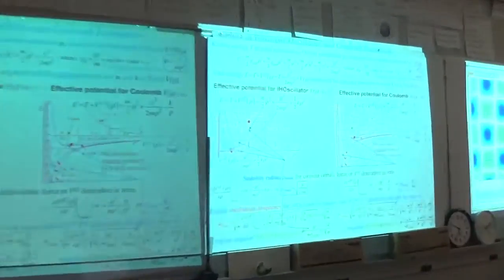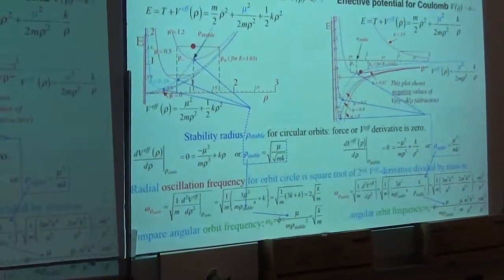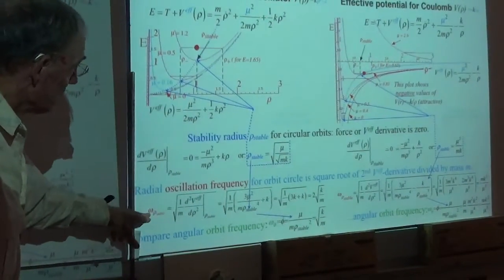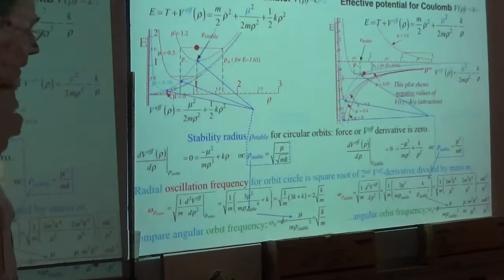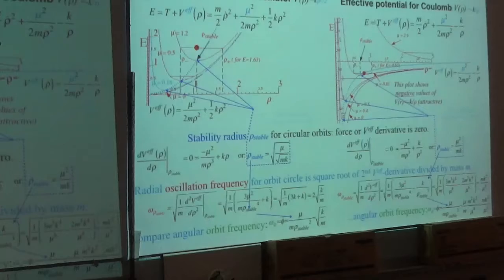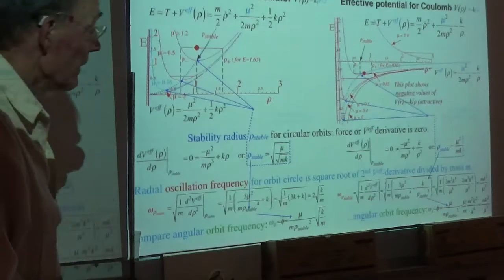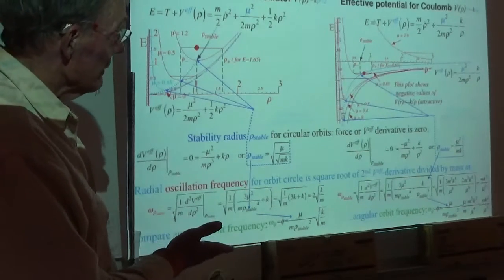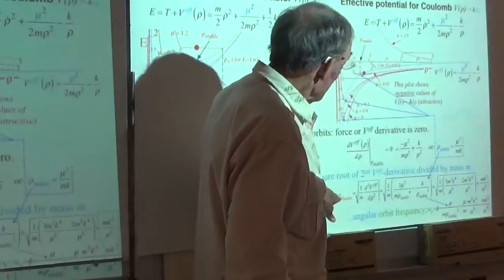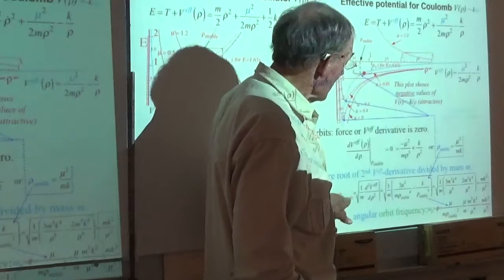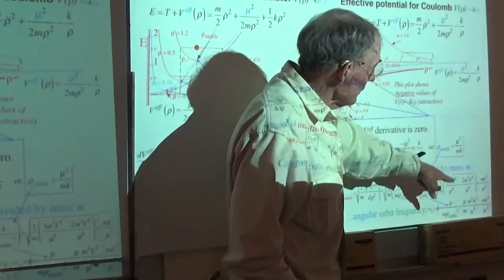Okay, so compare angular orbital frequency here to the omega of the in and out motion on the radius. And that's a 2-to-1. Compare the angular orbital frequency here to the in and out radial frequency, and you see it's 1-to-1.